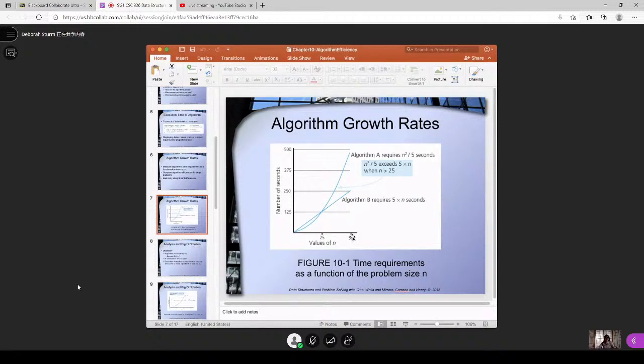So this says that, let's say, algorithm A requires n squared divided by 5 seconds. And algorithm B, to do the same function that we need to do, requires 5 times n. Okay? So which one is more efficient? Algorithm A, if you look at the graph, or algorithm B, as n increases? Okay, so we look at the number of seconds. So which one is more efficient, right? Which one takes less time? More efficient means it takes less time given a large n.